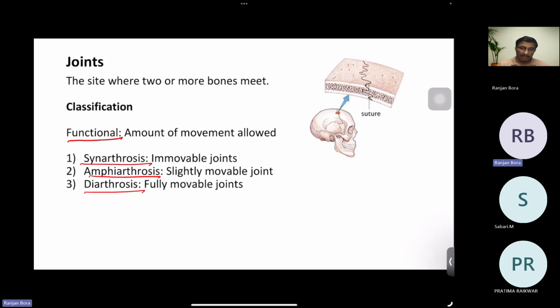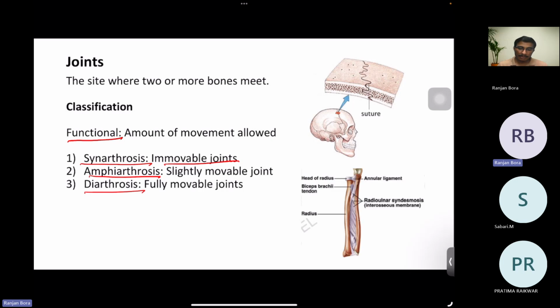What is a synarthrosis joint? It is an immovable joint which is present in our skull in the form of suture, and amphiarthrosis is a slightly movable joint. It is present in our hand between the radius and ulna. And diarthrosis means fully movable joints, which are present in the hip and knee. Hip and knee are two examples of diarthrosis joint.